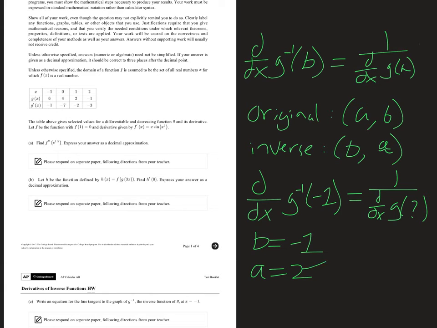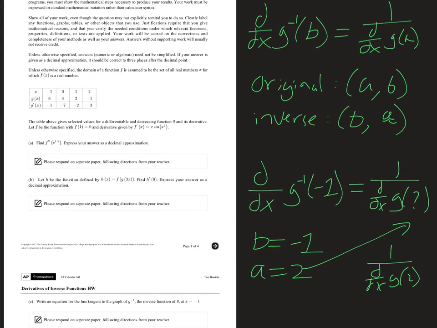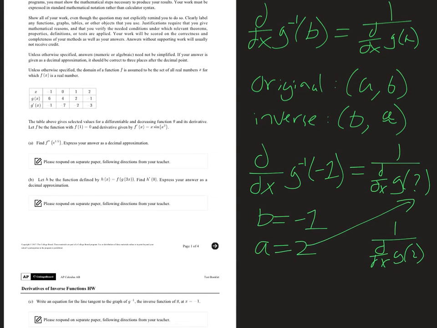And that needs to go over here. So I then have 1 over the derivative of g at 2, which the table tells me, let's move all this up just a skosh. The table tells me that the derivative of g at 2 is negative 3. Right over there. So this is 1 over negative 3. Done.